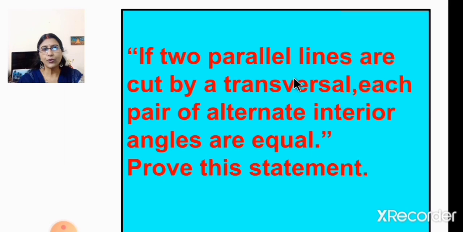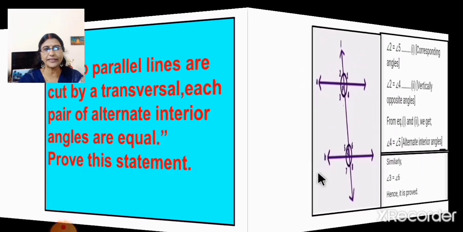Next, if two parallel lines are cut by a transversal, each pair of alternate interior angles are equal. Prove this statement. So we are going to prove this statement that alternate interior angles are equal if two parallel lines are cut by a transversal. So let us see how to prove it.